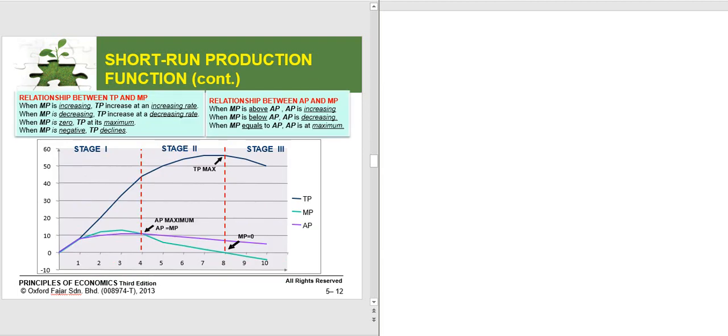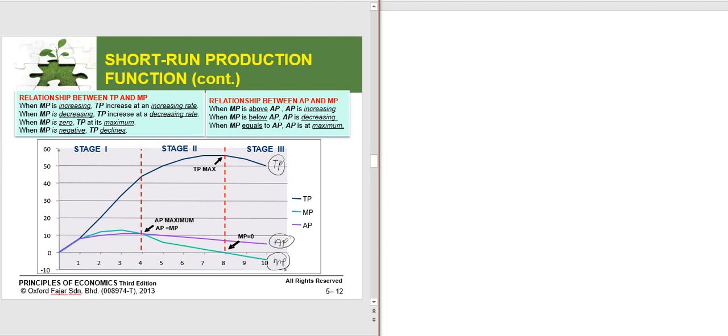Okay, so if you illustrate the data from the previous schedule or table on a graph, this is what you will get. The top one here is the total production. And then the purple one here is your average production, average product. And the green one is the curve for marginal product. So this is what you get after you have plotted all the data from the previous table.